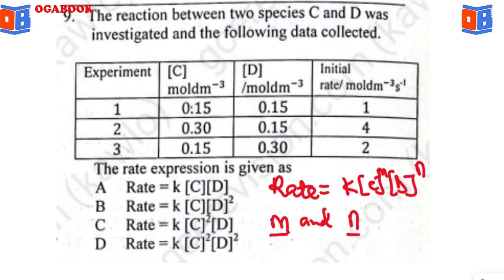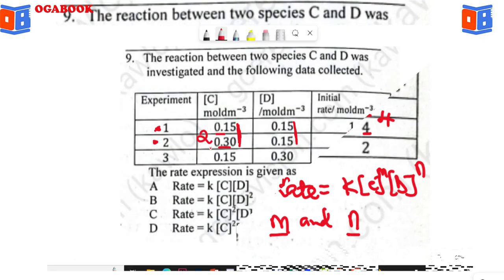So in order to get the order with respect to C, we are going to take the concentration of D to be constant for two experiments. If we consider experiments 1 and 2, we'll realize that it is constant for D and varying for C. And how does it vary? If we take 0.3 divided by 0.15, we are going to have 2. Now we come to the rate, we take 4 divided by 1, we are going to have 4. Now we're going to say that the rate increases 4 times when the concentration of C doubles from experiment 1 to experiment 2. Hence, it is second order with respect to C.